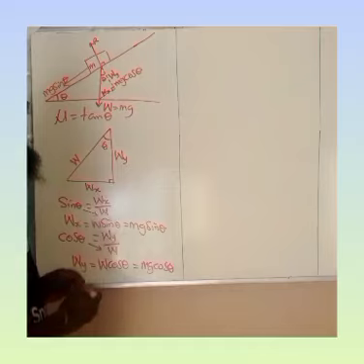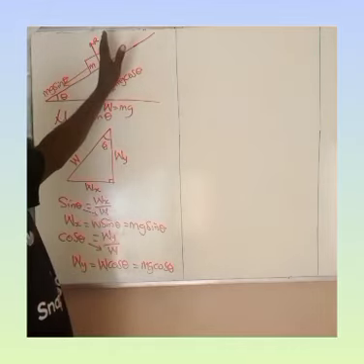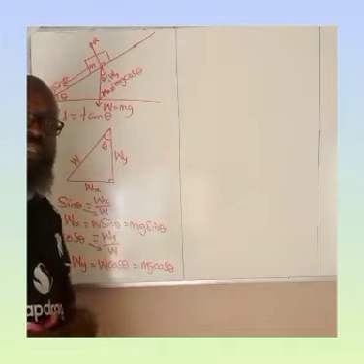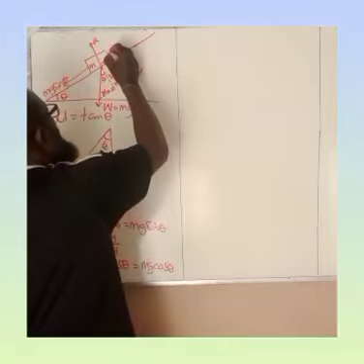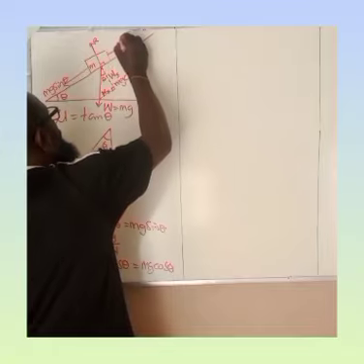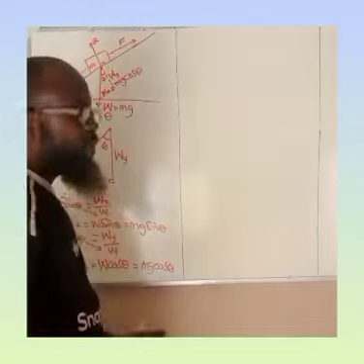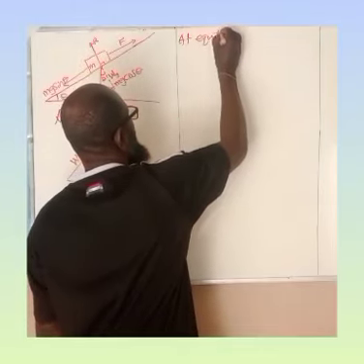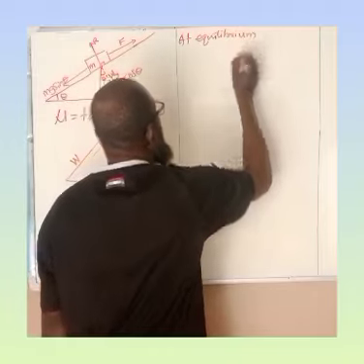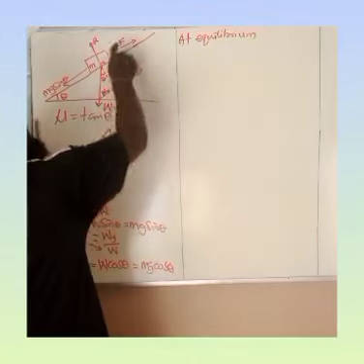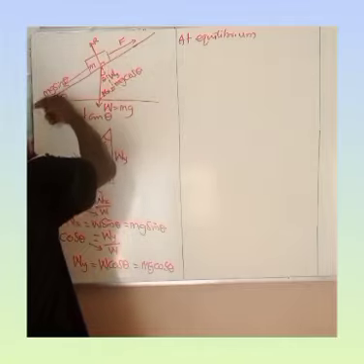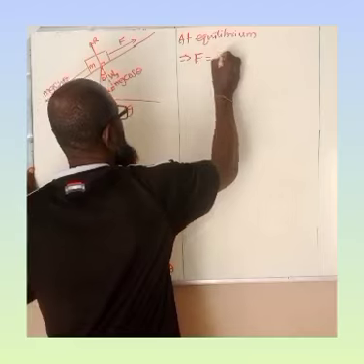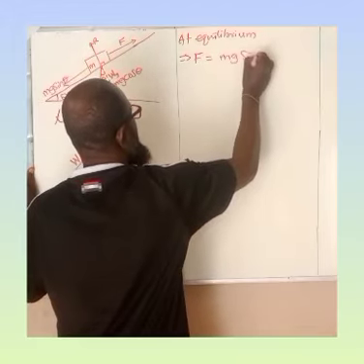It does not stop there, because mg sin theta would like to drag this body to come and rest here, but frictional force will go against the motion. For that reason, frictional force will act in upward direction, which is F. Now at equilibrium, this frictional force here must be equal to mg sin theta. This implies that F is equal to mg sin theta.